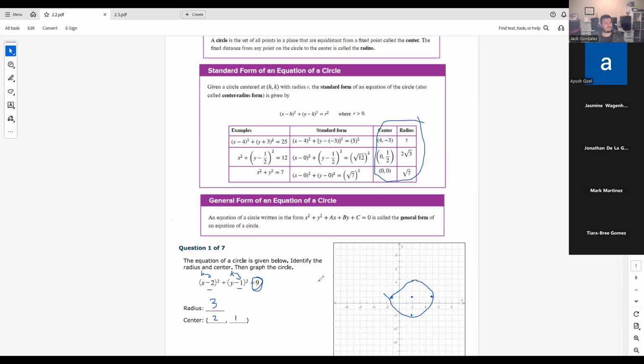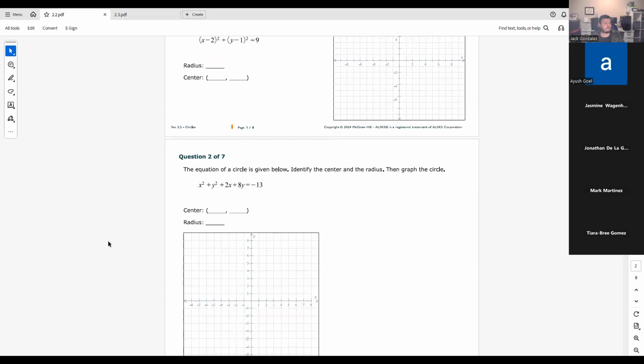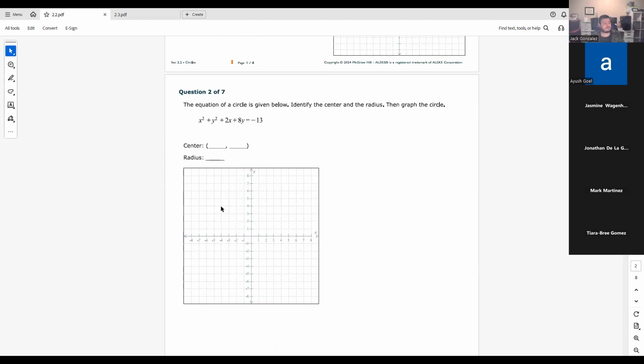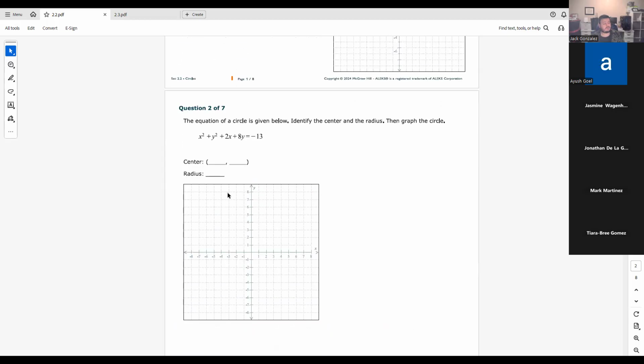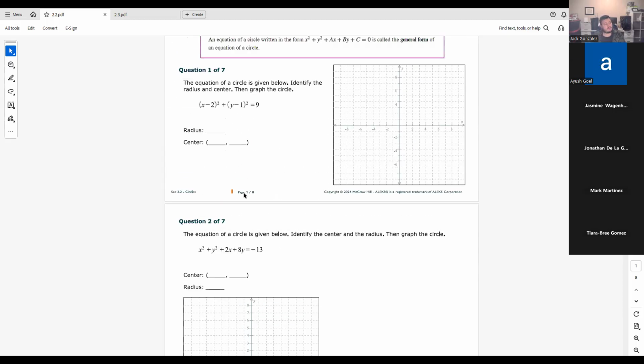But anyway, do you see how to graph it given this information? Can you find the radius and the center by looking at the standard form? Okay, let's check out this one. Is this in standard form? No, which sucks because putting it in standard form is kind of annoying.